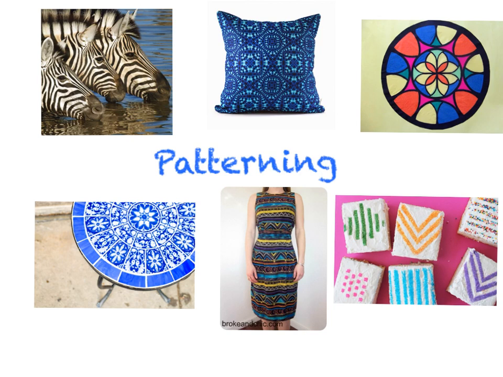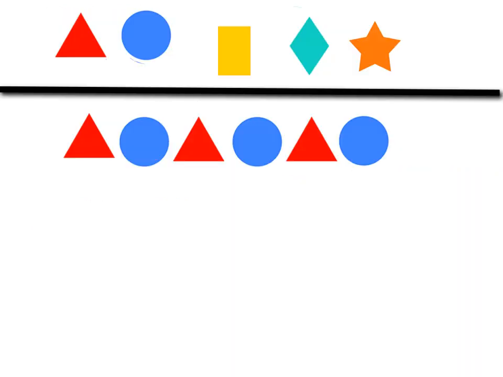Okay, let's talk a little bit more about patterns. I've created a pattern here using some of my shapes. Here is my first pattern. Triangle, circle, triangle, circle, triangle, circle. Remember, a pattern is something that repeats. So what part in this pattern keeps repeating over and over?